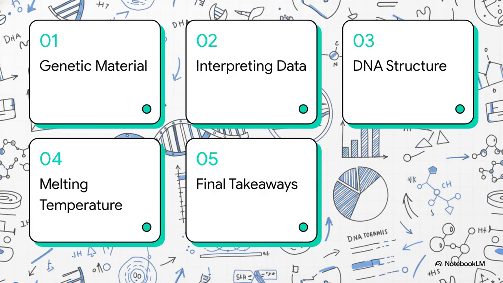We'll kick things off with those classic experiments that proved what the genetic material is. Then we'll hit a super important exam tip about interpreting data. After that, a quick review of DNA structure, then another exam tip, this time on melting temperature problems, and we'll wrap it all up with the key takeaways you need to know.